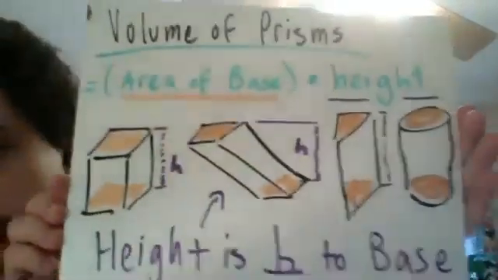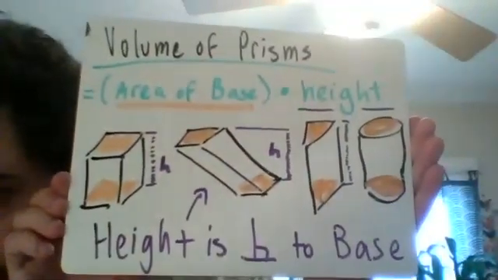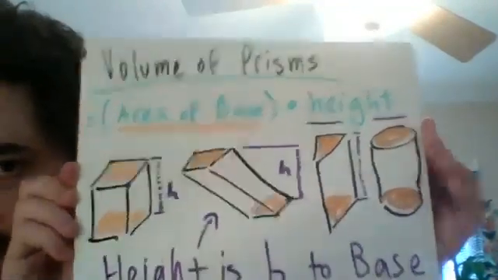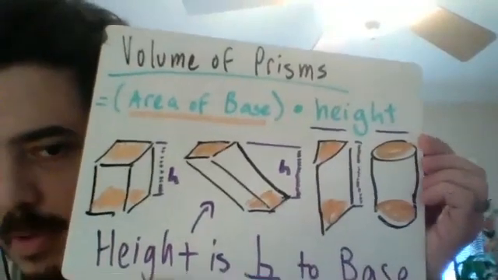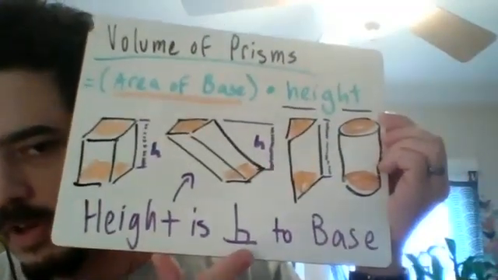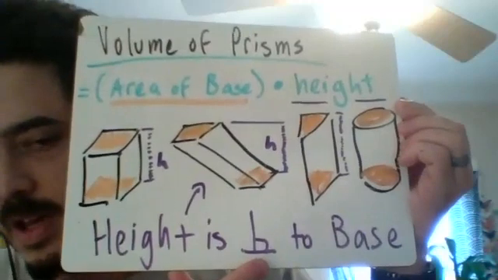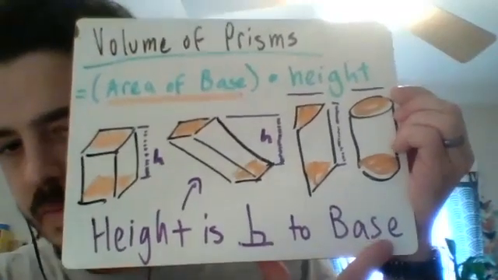Okay. Now let's talk about volume of prisms a little bit more in depth here. So the volume of prisms in general will always be the area of the base times the height. But the trick to remember is that the height is always perpendicular, and that's what this sign means. It means it's at a right angle to the base.